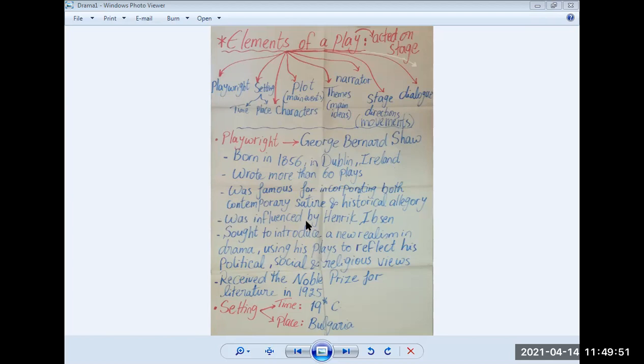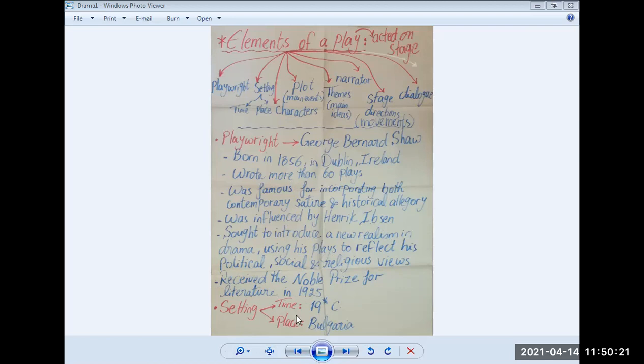He was influenced by Henrik Ibsen. He sought to introduce a new realism in drama, using his plays to reflect his political, social, and religious views. He received a Nobel Prize for Literature in 1925. Just bear in mind these two words, satire and realism. We'll see this in our drama, in our play.